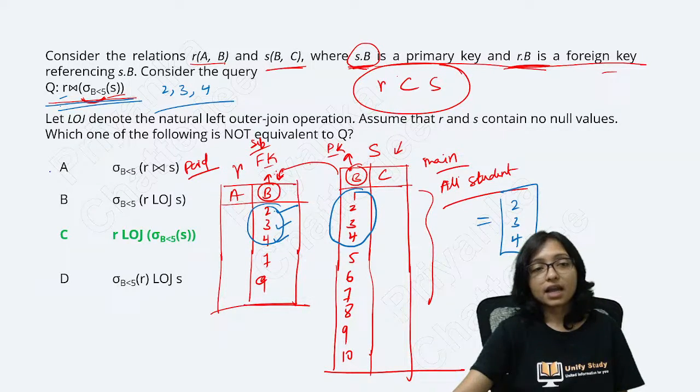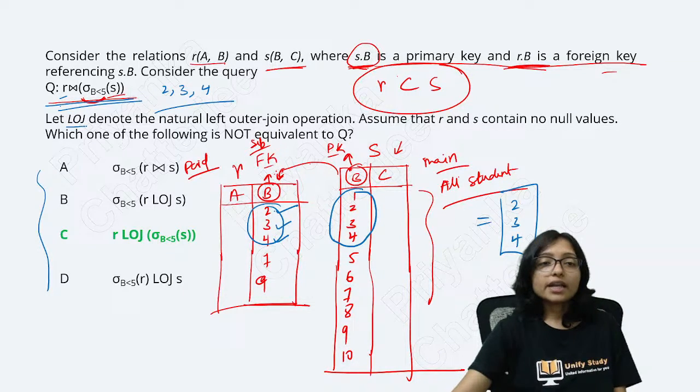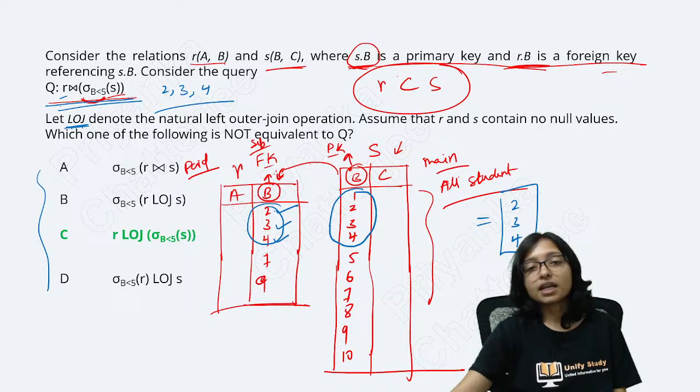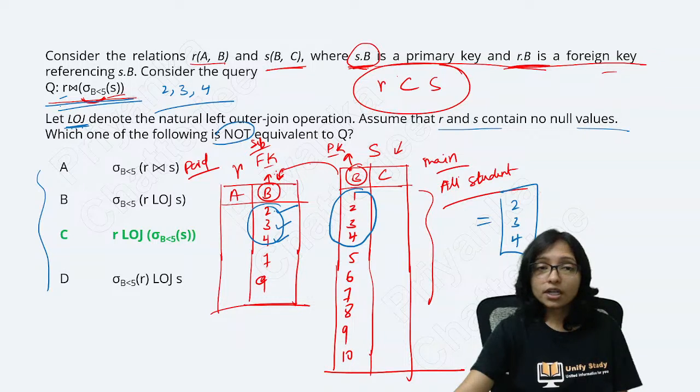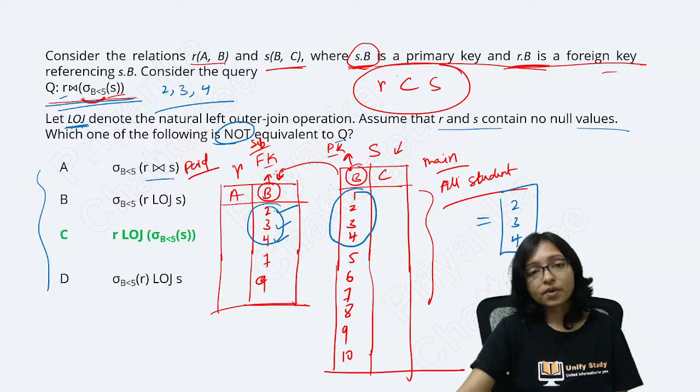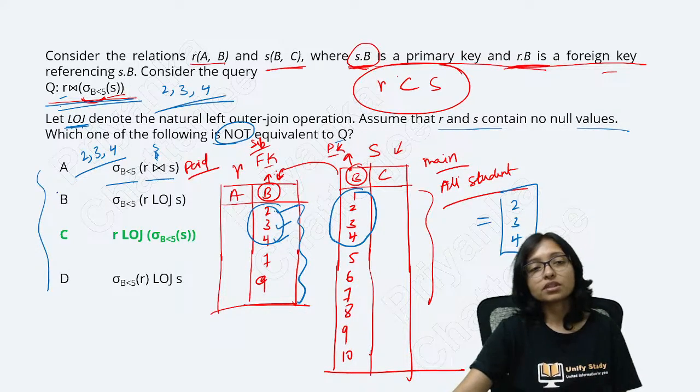Now I have to check, out of all these options, which one will not match the query. Here LOJ denotes the left outer join, and null values are given for RS. Which of the following is not equivalent to Q? In the first query, I first do the natural join. Natural join means all the common part. Common part means it will take all the S, because this is the subset. After that I am doing less than 5. So less than 5 means only 2, 3, 4 will come. So here also only 2, 3, 4 is coming. It is the same as this one.